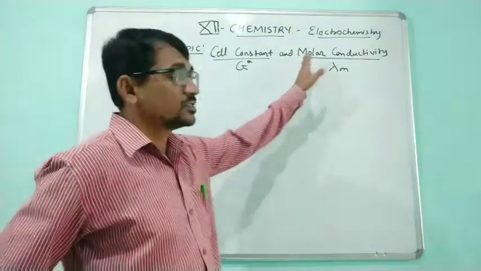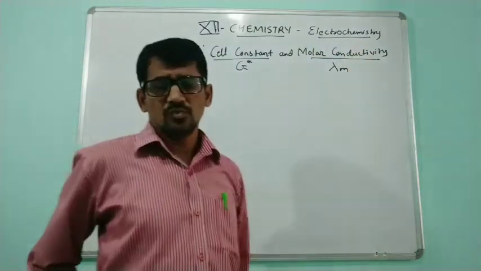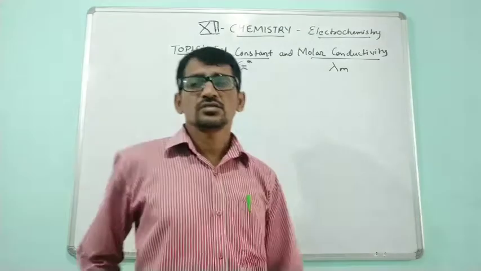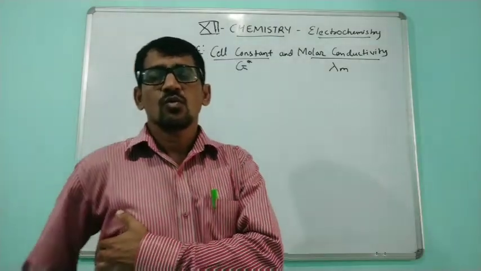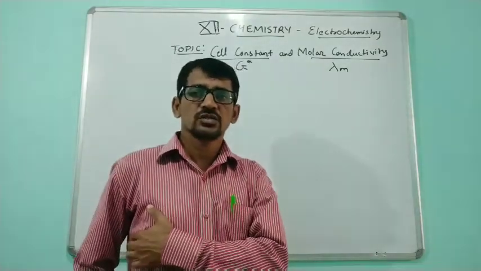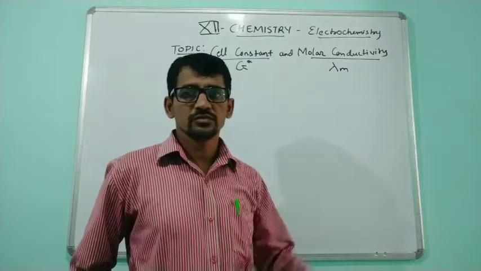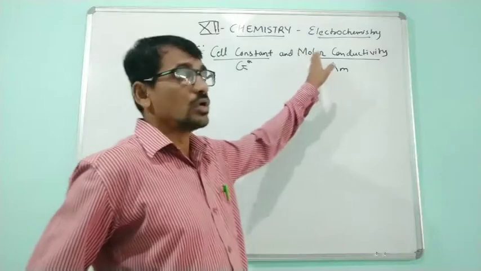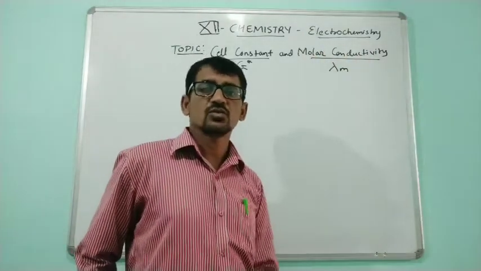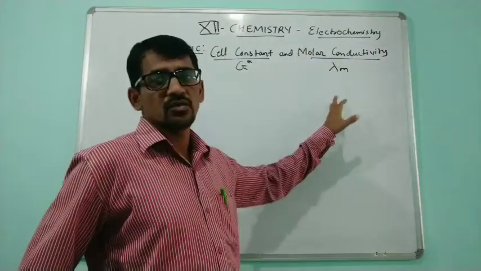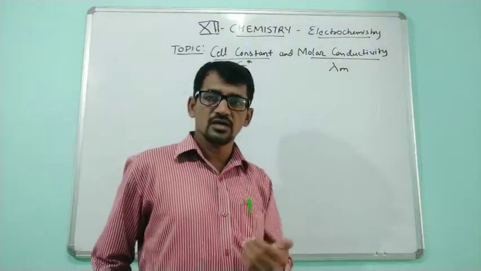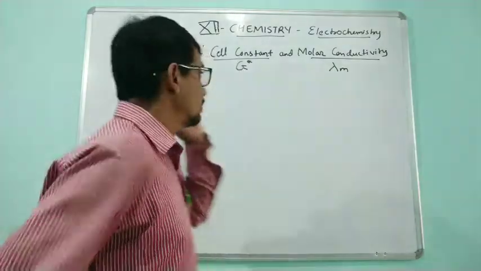And second is molar conductivity. Molar conductivity is represented by the symbol lambda m. In this we discuss the effect of concentration on molar conductivity. Okay, it means if the concentration changes, then what will the molar conductivity be? So you have to consider concentration. If concentration increases, then resistance increases or conductance decreases. So we discuss one more thing.